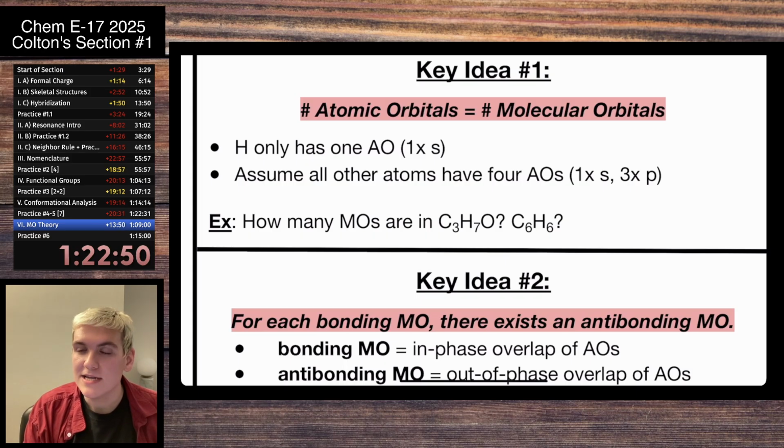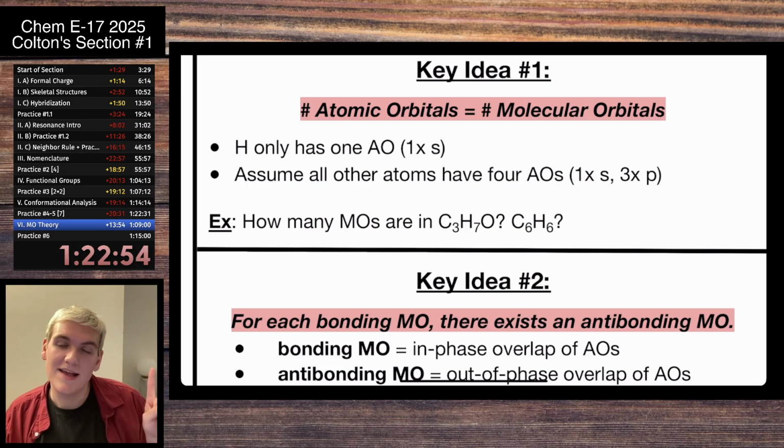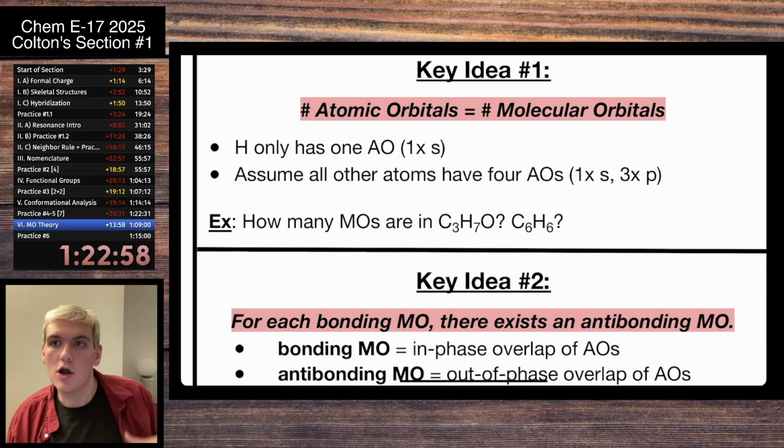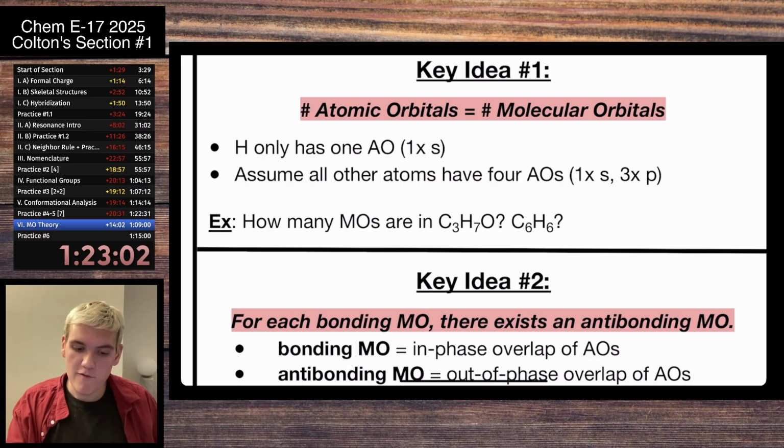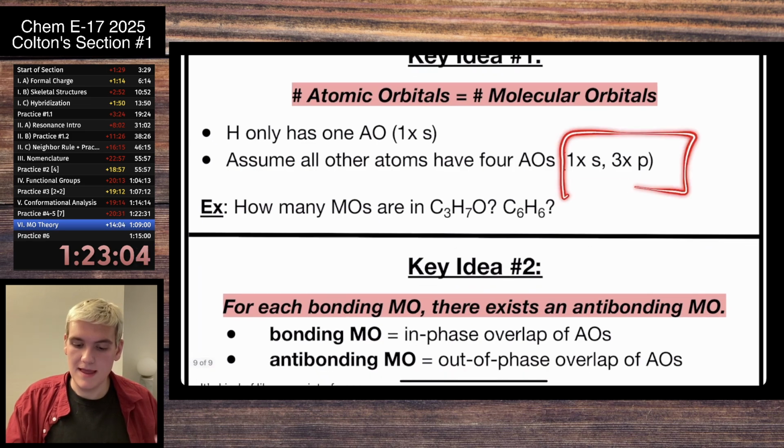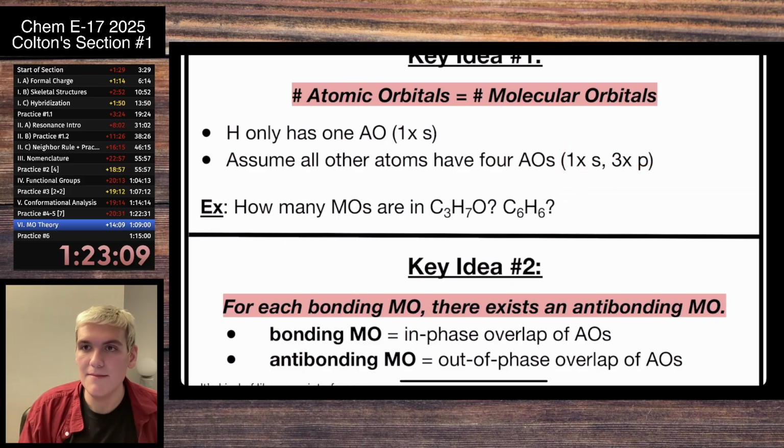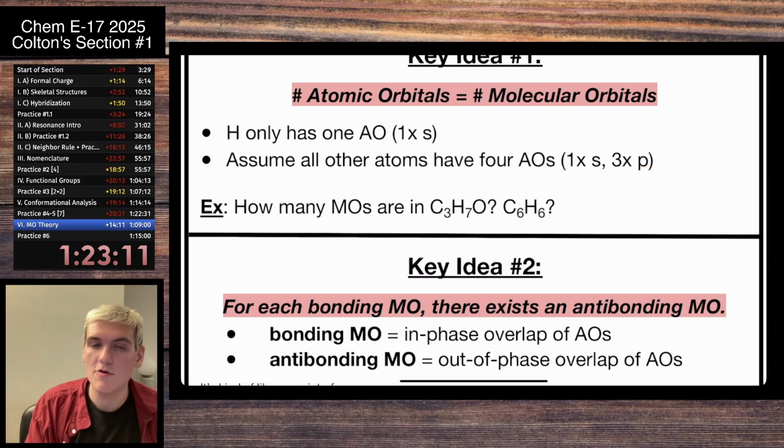So hydrogen, she is all the way on row 1. She only has one atomic orbital, a single s orbital. But then all of our other major players like nitrogen, carbon, oxygen, all of those, they're on the second row. And so they have 4 atomic orbitals, 1 s orbital and 3 p orbitals. And so we can think mathematically about how many atomic orbitals we have and calculate them.